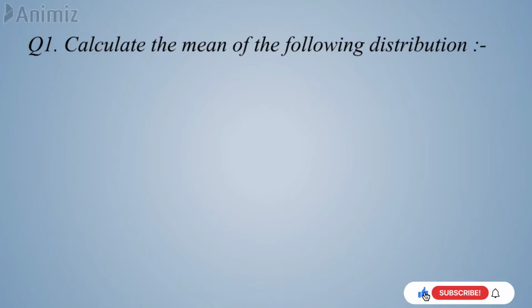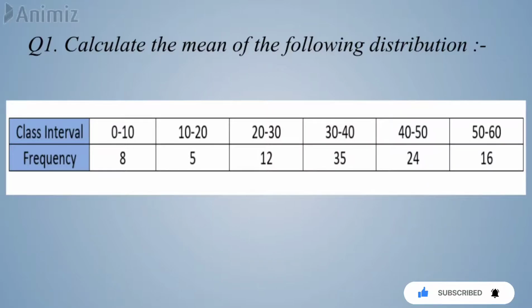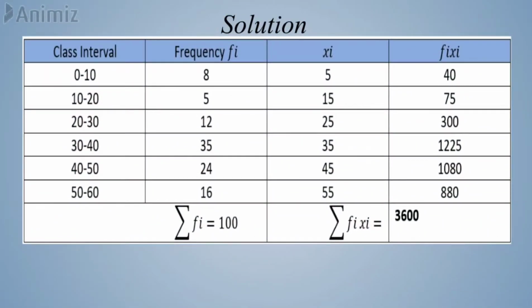Students, let's solve the sum. Calculate the mean of the following distribution. Class intervals are given as 0 to 10, 10 to 20 and onward. Each class has an interval of 10. Frequency is given. First we will solve this by the direct method. I have written the class interval in the first column and the frequency in the second column. Now you require the class mark. Whenever a class is given, you first have to calculate the class mark, which is our xi. How to calculate the class mark?